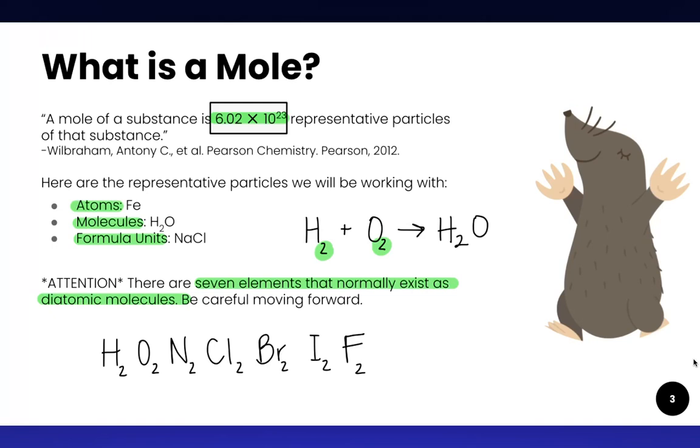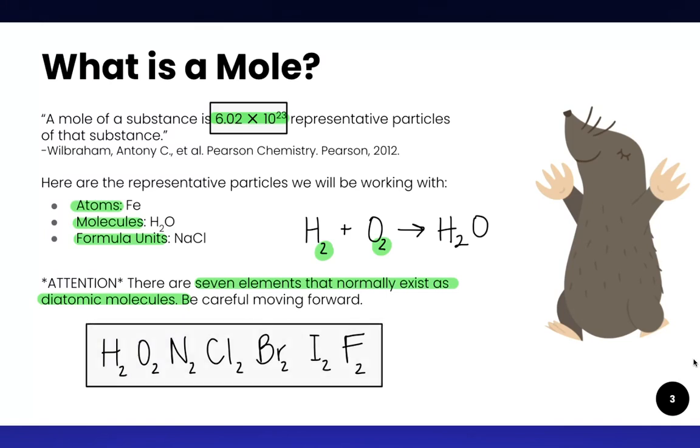So important things to have in your notes from this slide are 6.02 times 10 to the 23 equals 1 mole, and a list of atoms that typically exist as diatomic molecules.